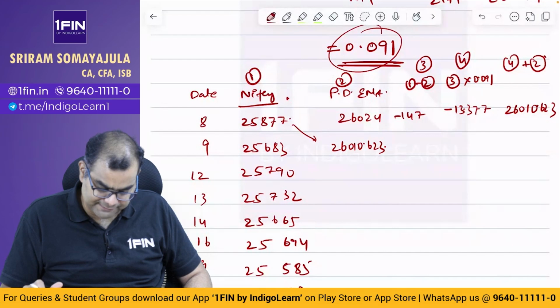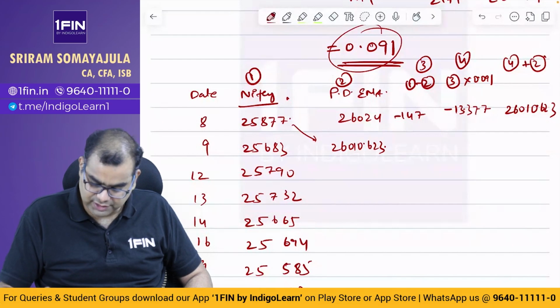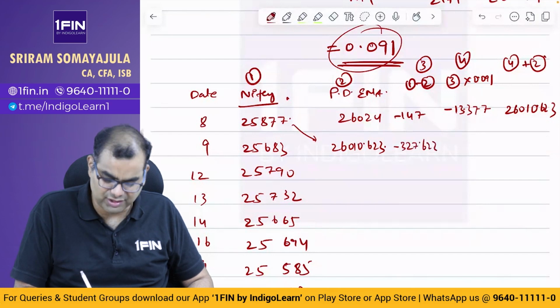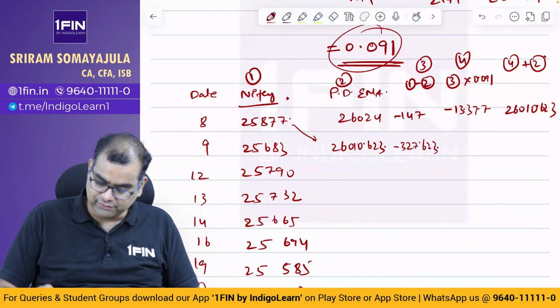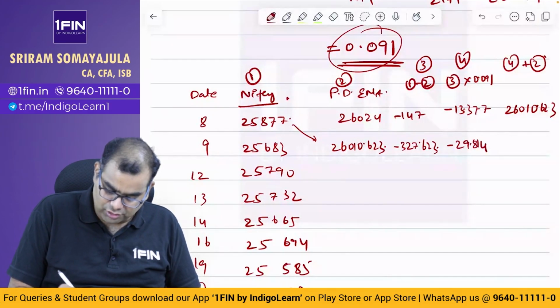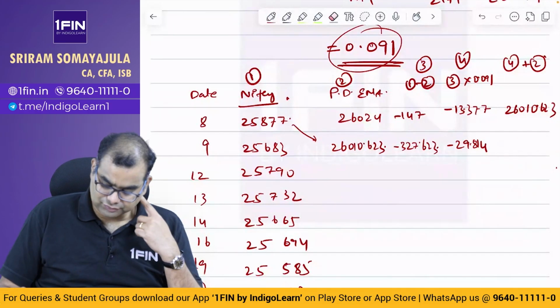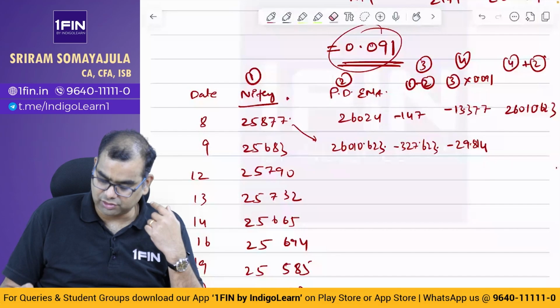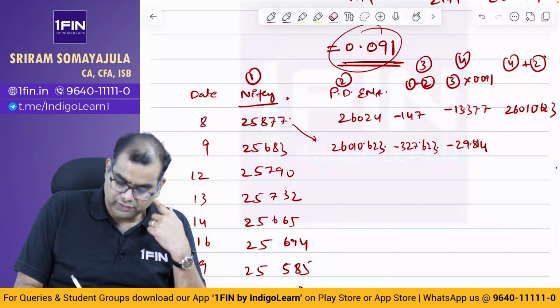26010.623 minus 25,683. So you will get minus 327.623 into 0.091, minus 29.814. 26010.623 minus 29.814 is 25980.809.